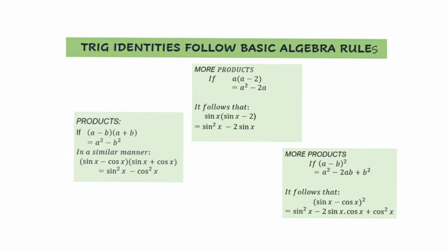Okay, how do you do a bracket square? a square minus 2ab plus b square. So if you have sine x minus cos x, all squared, you take the first one, square it, first term times second term times 2, last term square. In this case, a is sine x and b is cos x.